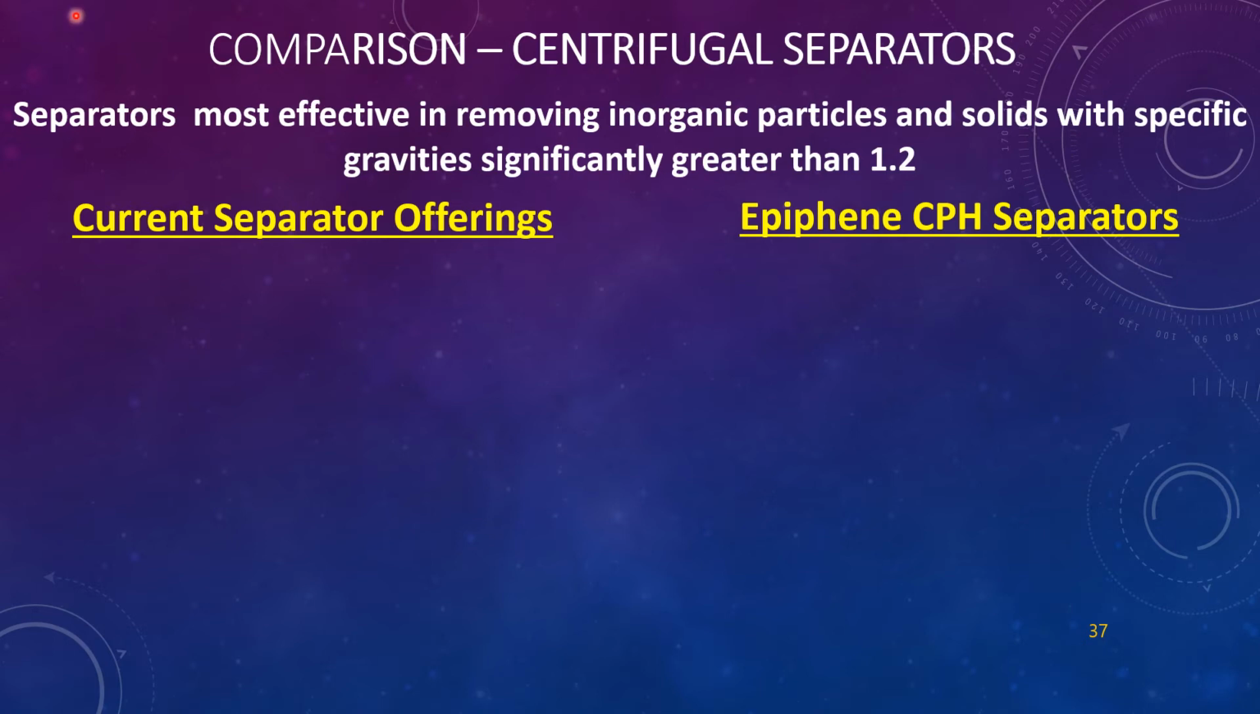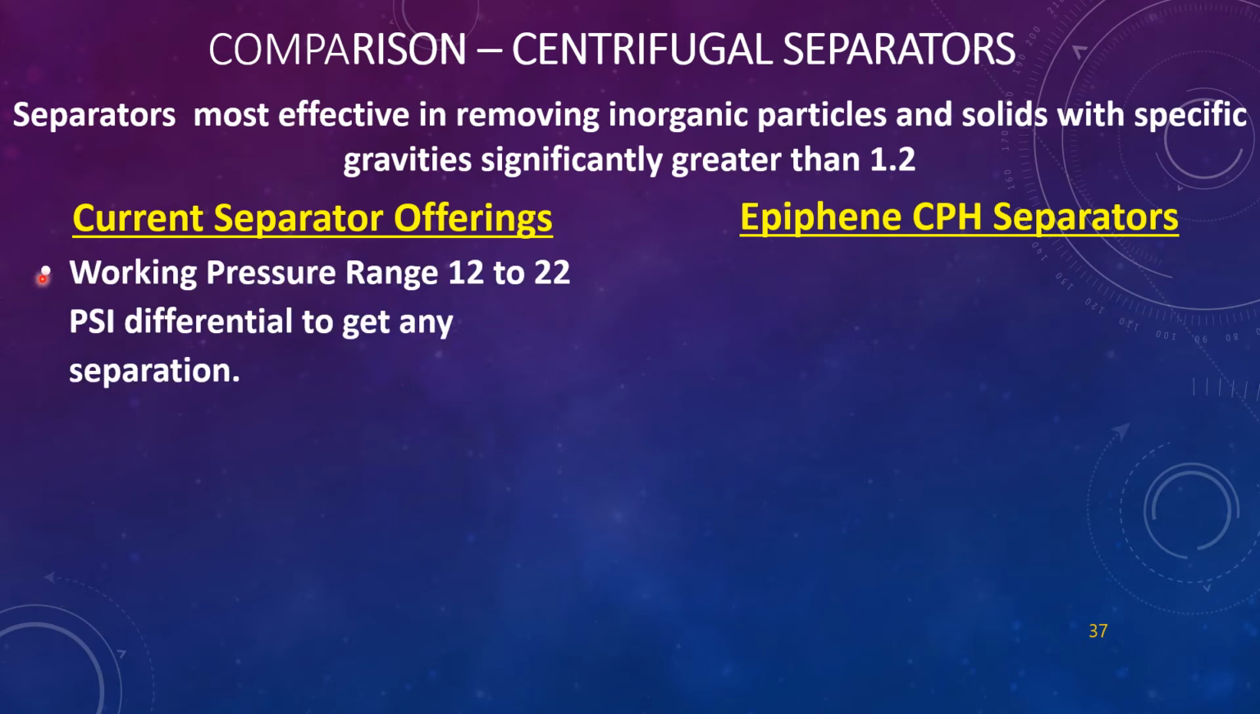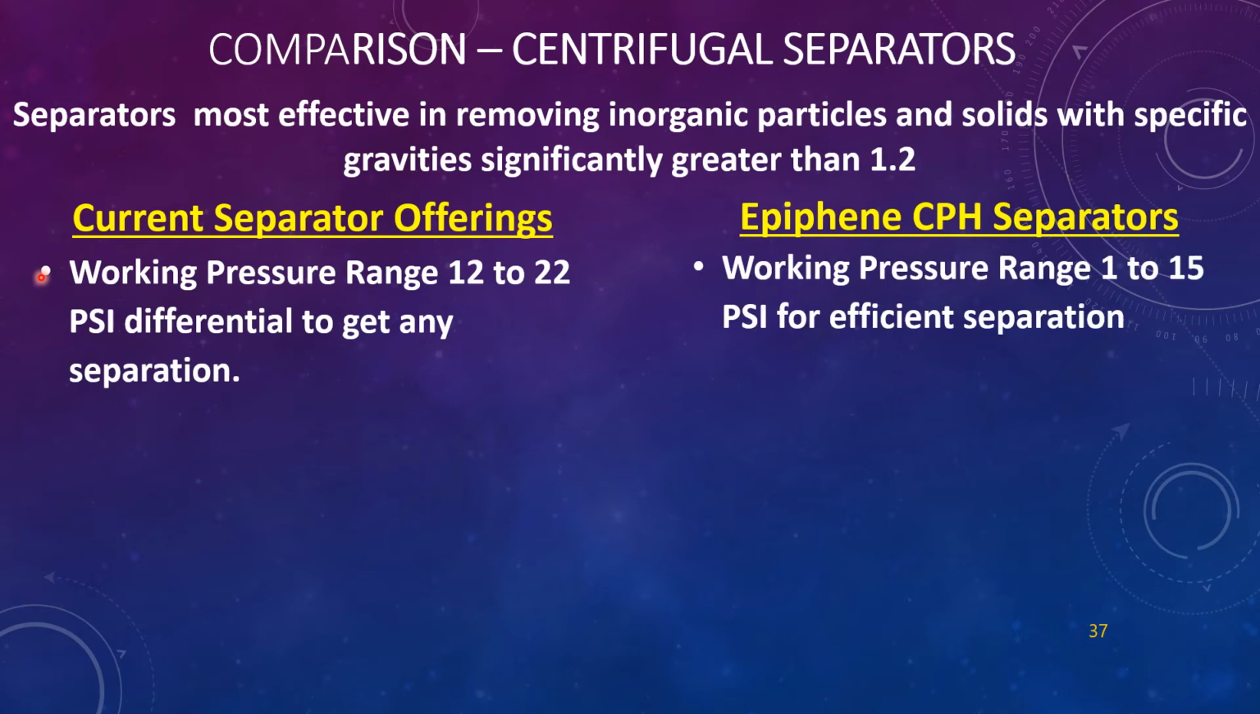Let's take a quick look at separators. Whether they're hydrocyclones or centrifugal separators, they're most effective in removing inorganic particles and solids with specific gravity significantly greater than 1.2. Current separator and hydrocyclone offerings basically offer working pressures in the 12 to 22 psi differential. In other words, that's a pressure loss to get any separation, and they require those pressures to be pretty spot on. Their sweet spot for actually doing what they advertise is very small, whereas our separator will work across 1 to 15 psi loss for a very efficient separation.